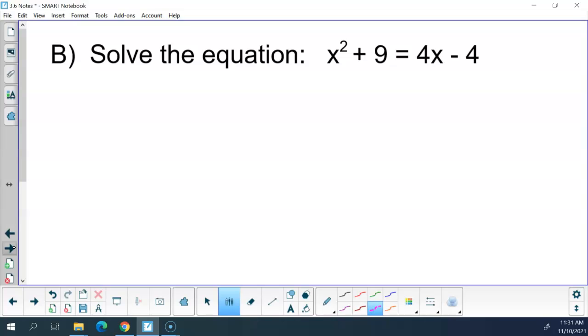First step. That equals 0. That equals 0, right? Now, do we want to move everything left or do we want to move everything right? Left, right? Yeah, let's go left because then we got positives. So I'm going to subtract 4x and I'm going to add 4 at the same time. So that's going to give me x squared minus 4x plus 13 equals 0.